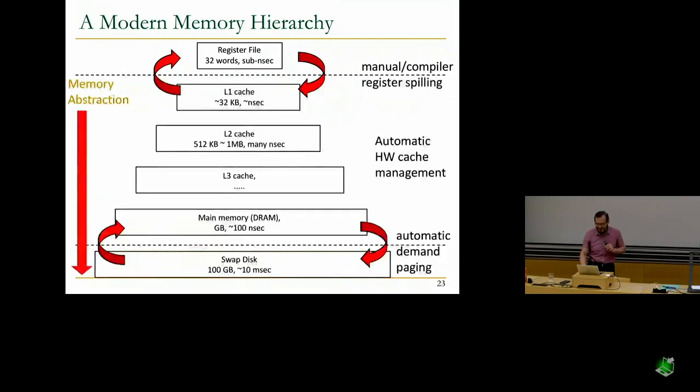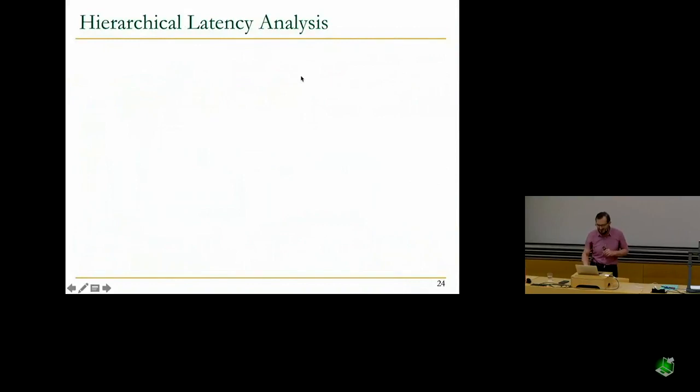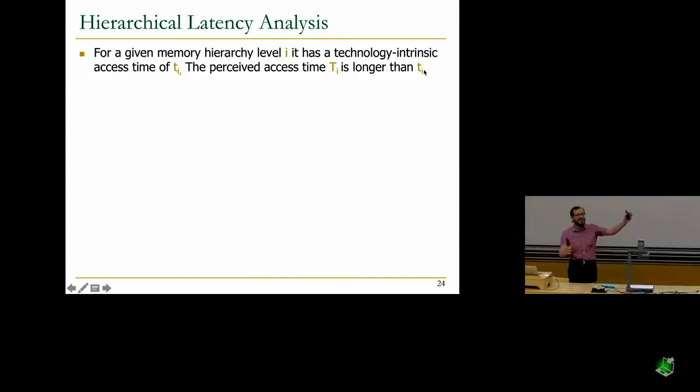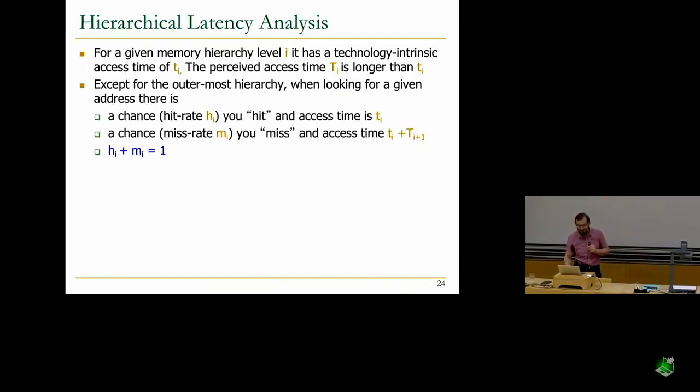Okay, so how do you actually analyze the latency of this? I say latency here, not necessarily performance, because latency is easier to analyze than overall performance, which depends on the parallelism that you have as well. But let's look at the latency. If you have a given memory hierarchy level i, it has some intrinsic access time of small t_i. But the perceived access time of that level of cache, large T_i, is longer than this intrinsic small t_i. So small t_i is the access latency of this cache itself, whereas large T_i is the perceived access latency to that level.